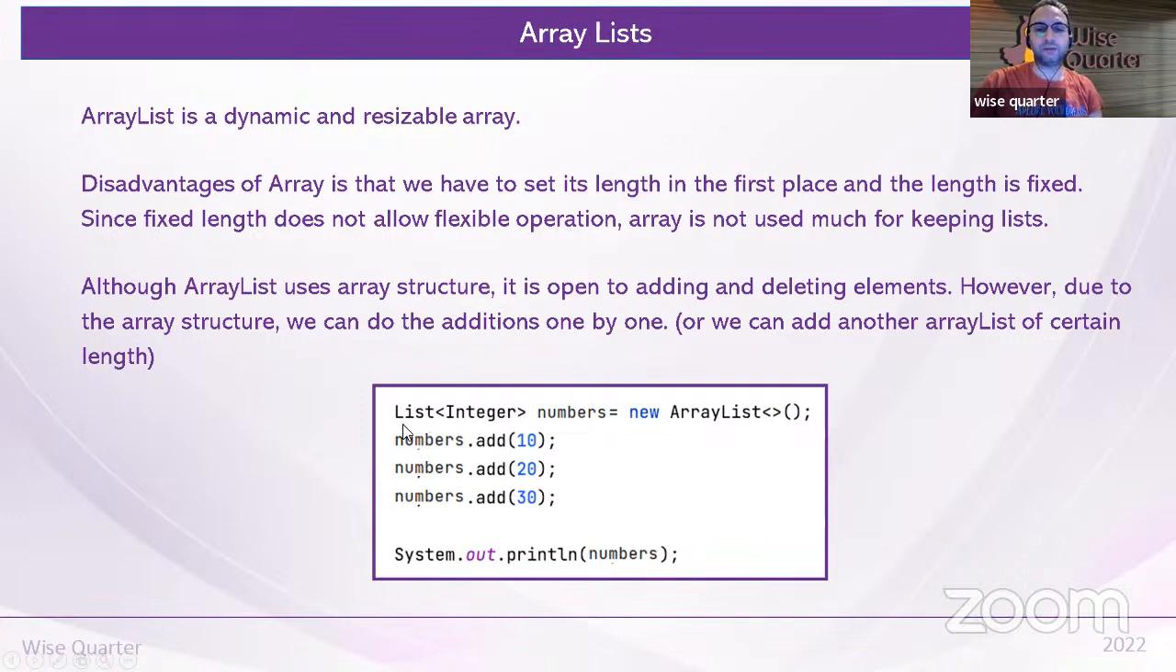How do we create a list? It's very easy. Just write List and the data type here, then the name of the list equals new ArrayList. Here, the data type cannot be primitive when we are talking about lists. You should remember that. You cannot use primitive data types. I mean, the first letter of the data type should always be a capital. Otherwise, Java will complain there.